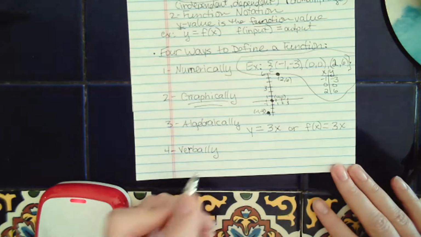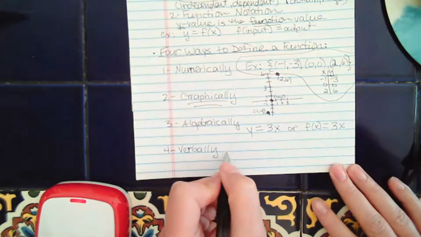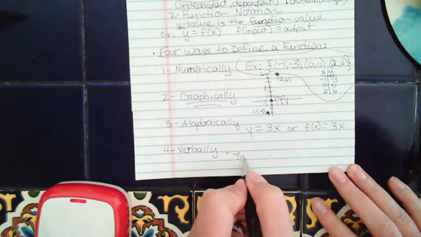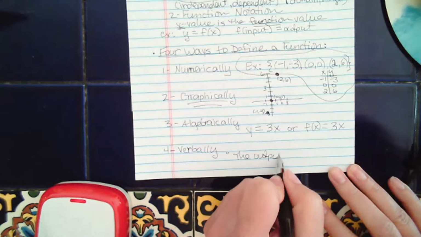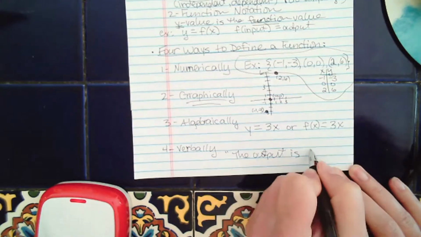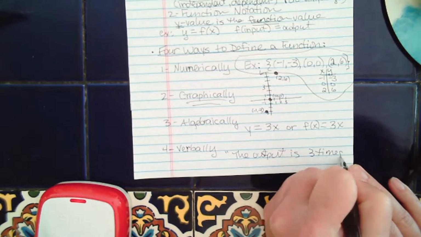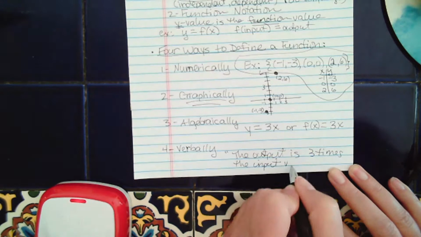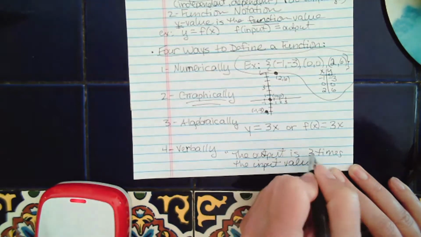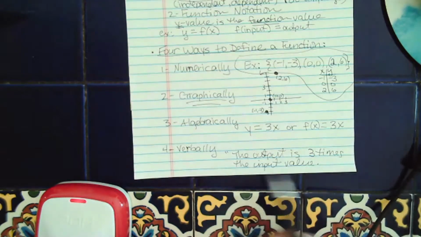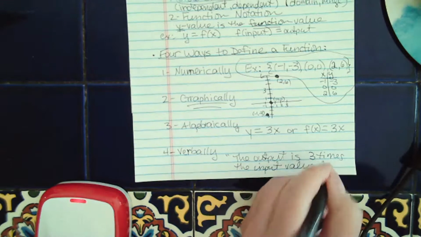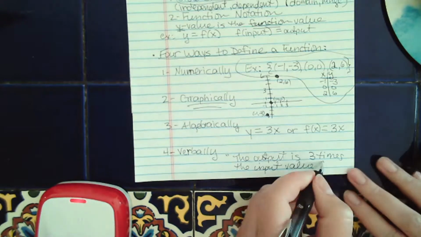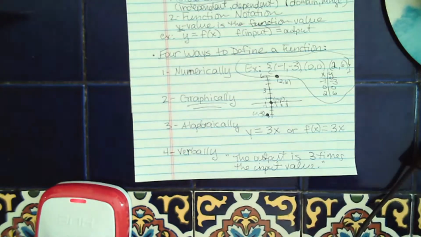Okay, so verbally is kind of like what you would run into more in a word problem. So you might say the output is 3 times the input value. So that's just, when you're in word problems, you have to kind of go through and pull apart those wordings to try to figure out how you could write an equation out of it if you needed to do some calculating and stuff.